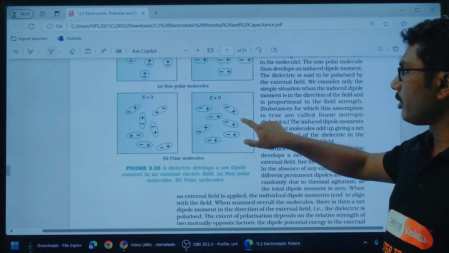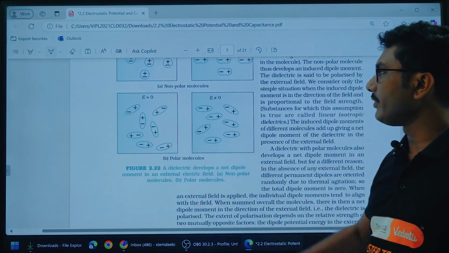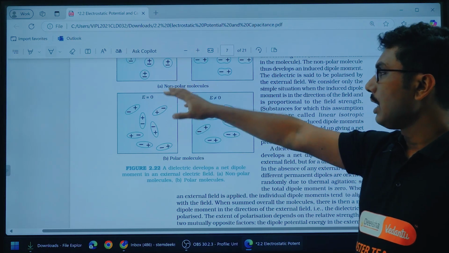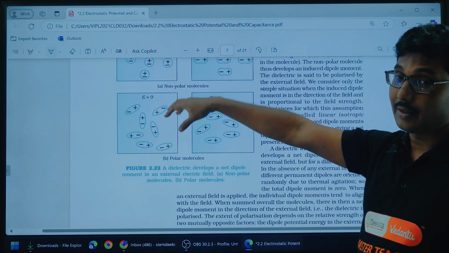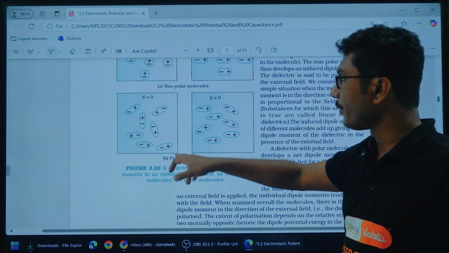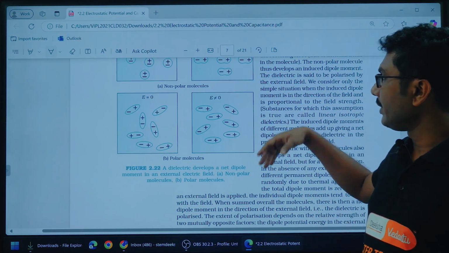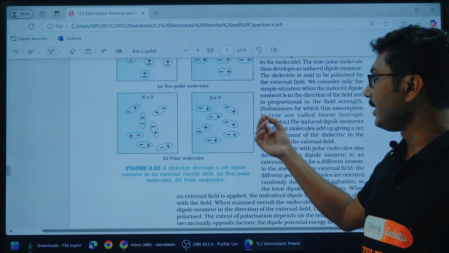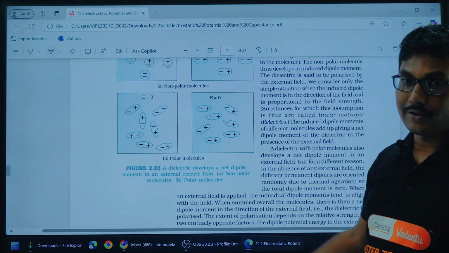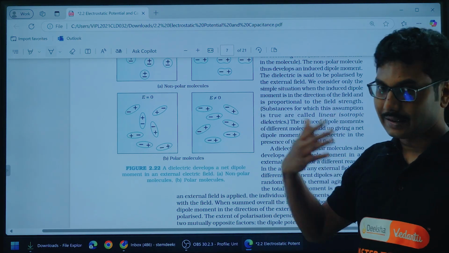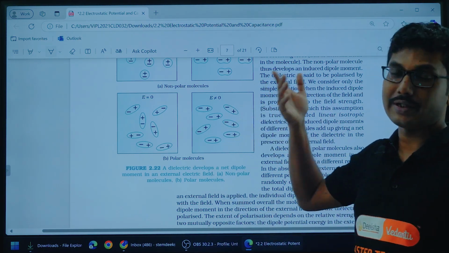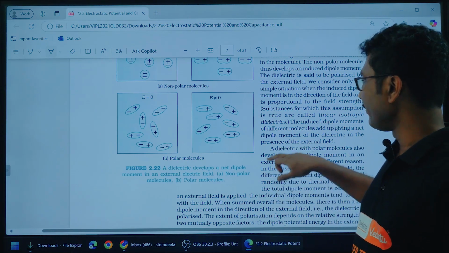This happens for polar molecules also. In the case of polar molecules, as you can see, the dipoles are randomly oriented. So, even though each molecule has a permanent dipole moment, the total dipole moment of the material is 0. But in the presence of an external electric field, depending on its strength, they align themselves according to the electric field and try to cancel the external electric field, but they have a limitation: they cannot cancel the entire external electric field.